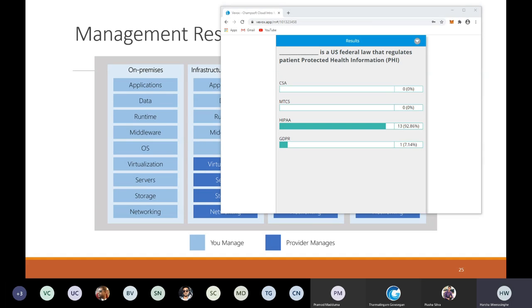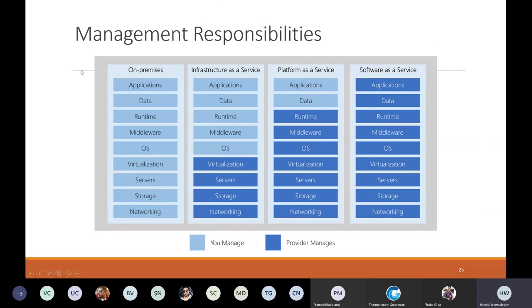GDPR is related to geo-fencing. When you comply with GDPR, if you are within the European Union, you can't move your data outside the European Union location, but it's not related to health information. The answer is HIPAA. So that's all for the session. I hope you got the basic idea of these cloud related techniques.